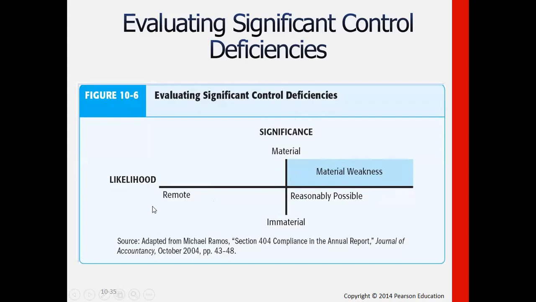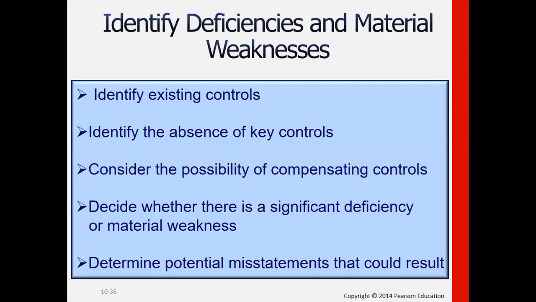Or immaterial and remote, or reasonably possible but immaterial, not. So only when it's reasonably possible to result in material misstatements, and then significance would be material. So that's our guiding factor for us to say that the control deficiency is significant.